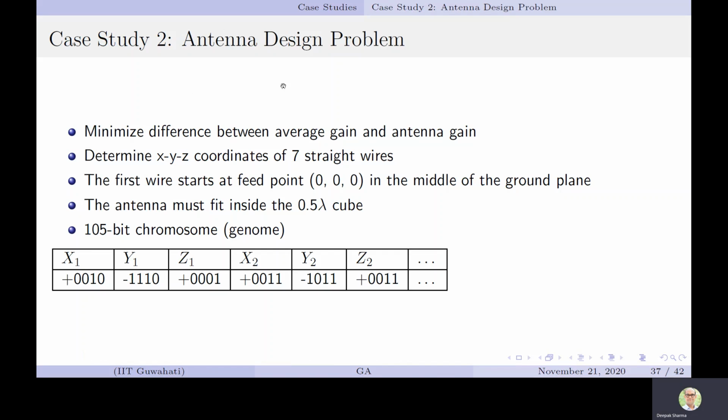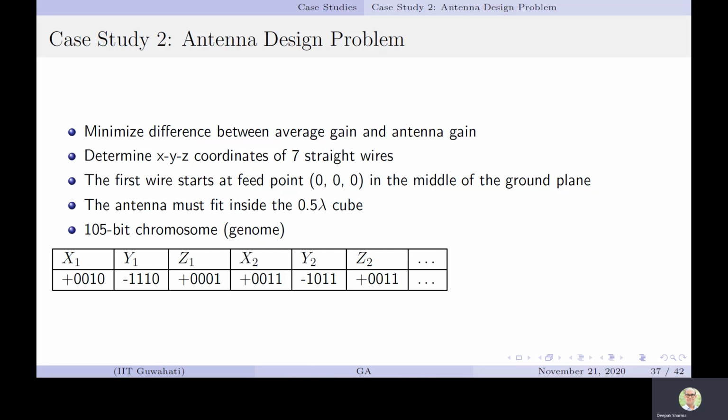Another case study is the antenna design problem, which is another interesting problem. The objective function is that we want to minimize the difference between the average gain and the antenna gain. So that is their objective function. They are going to determine the X, Y, Z coordinates of the 7 wires.